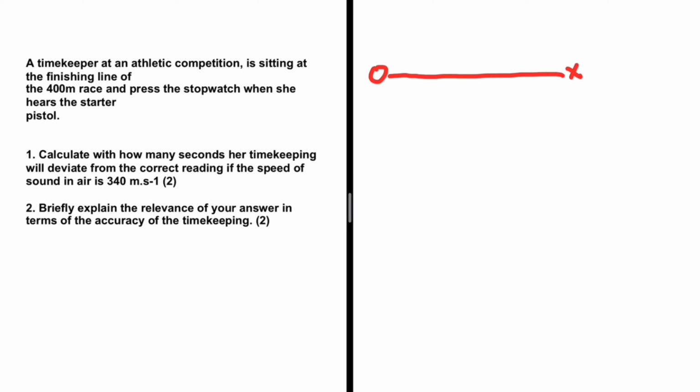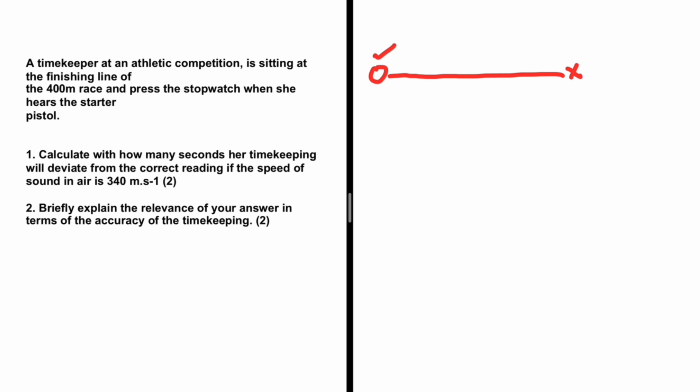Let's read through the question statement again and make sense of the situation we have. A timekeeper is sitting at the finishing line of the 400-meter race. So if the race is starting here, this is where the timekeeper is, at the finishing line. She presses the stopwatch when she hears the starter pistol. So this is where the sound is originating, at the starting point, and the timekeeper is at the end of the 400-meter race.